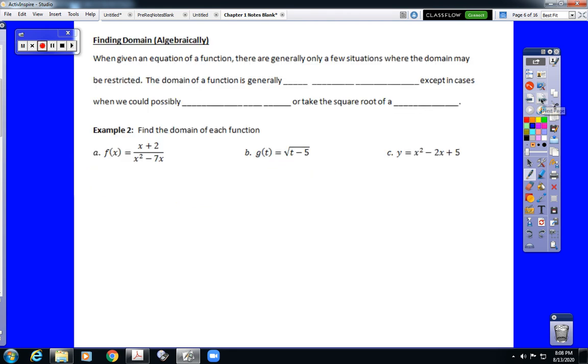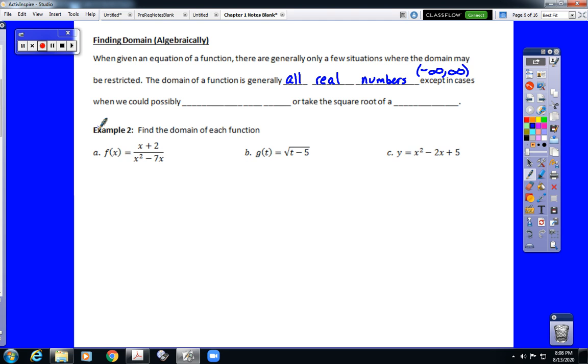Okay. Now, when we're asked to find the domain algebraically, this is where we run into something that we don't necessarily remember that well from Algebra 2. There are only a couple of situations where the domain ends up being restricted, at least a couple that are common. The domain of a function is generally going to be all real numbers, except in just a couple of cases. Okay? So normally we would expect to have negative infinity to infinity for a function, except for certain cases.